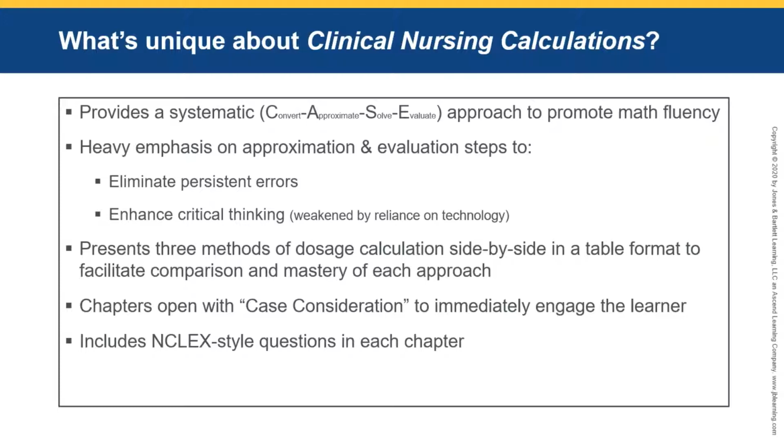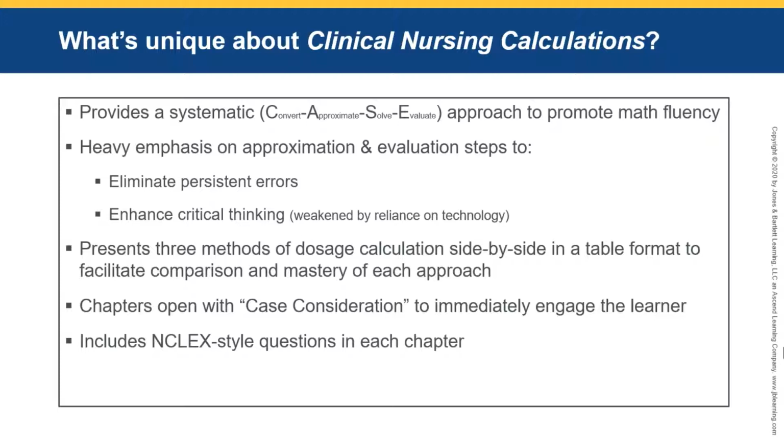The approximation and evaluation steps are the two steps that really promote critical thinking, and we find that that's particularly useful for math-challenged students. Critical thinking, as you probably are well aware, has seriously been weakened in our students with their reliance on technology for answers to everything. What we found is that the approximation step will help eliminate persistent errors, which I'll show you on a subsequent slide, by revealing to students answers that don't make sense when a problem is incorrectly set up.